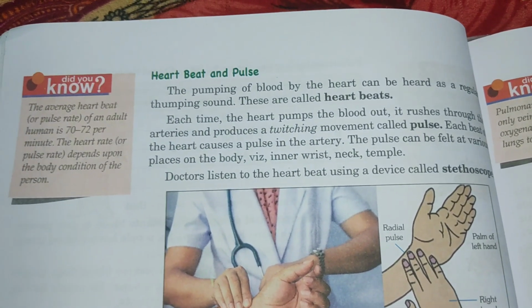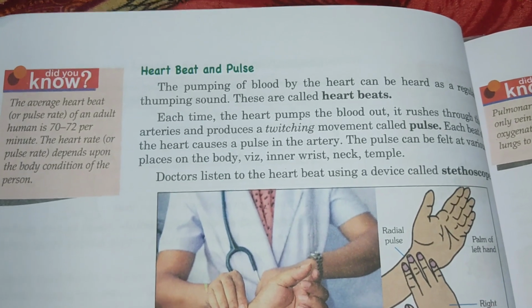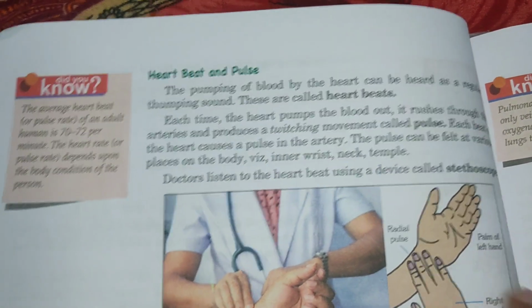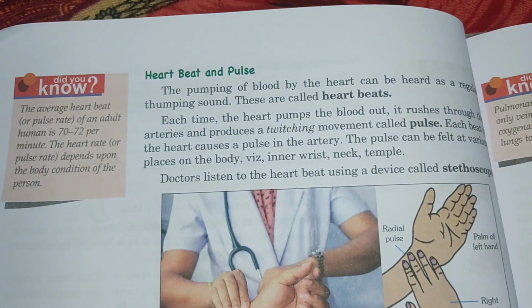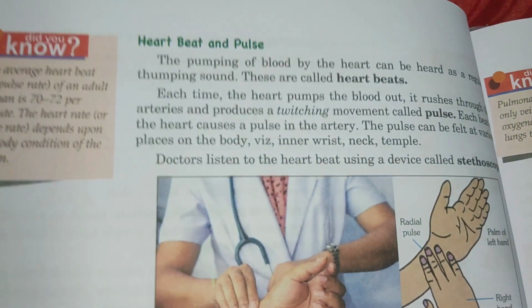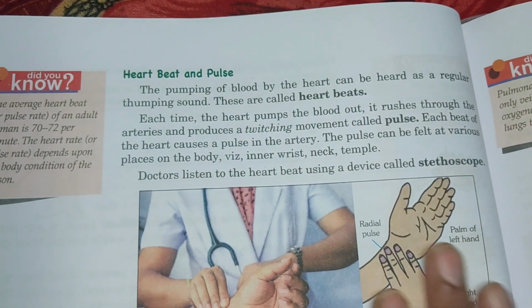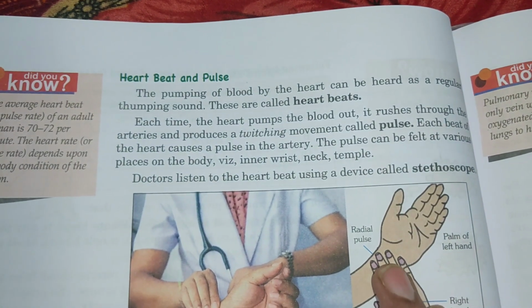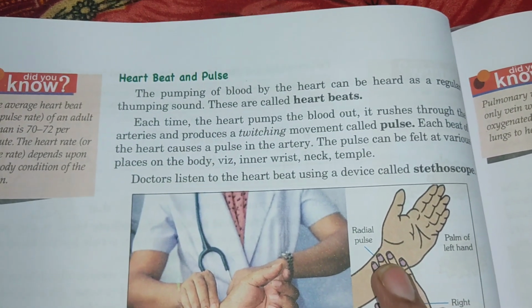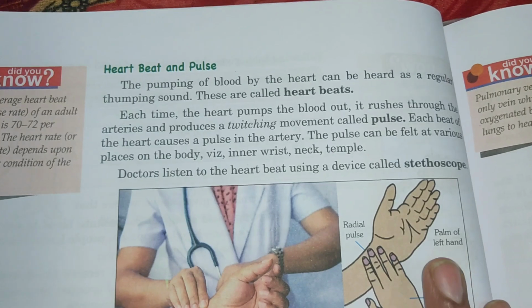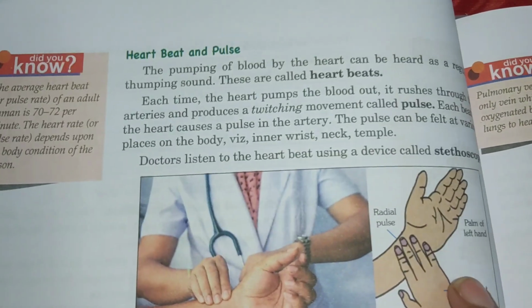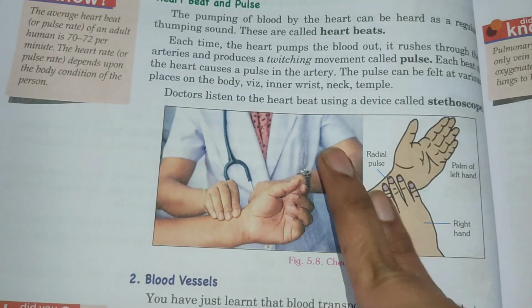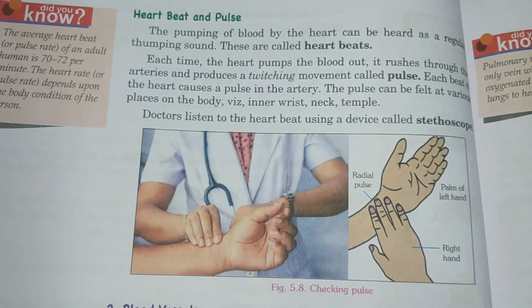So whenever the heart pumps, the blood goes very fast, rushes through the arteries and produces a twitching movement. Each beat of the heart causes a pulse in the artery. This pulse can be felt at various areas in our body like the inner wrist, neck, temple, etc. Doctors listen to the heartbeat by using a device called a stethoscope. We know that.